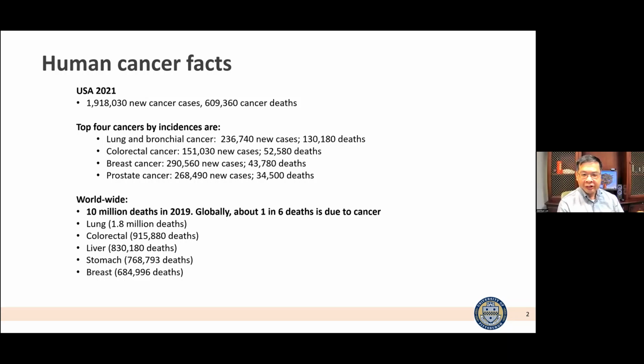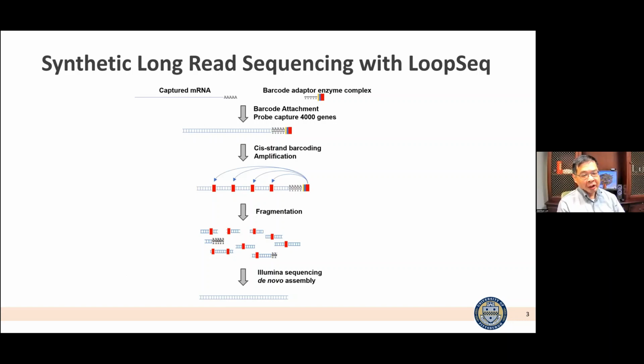The order of the cancer-related deaths is a little bit reversed. Lung is still the same, and colorectal the same, and then liver moves up to the top three, followed by stomach and breast cancers. The story actually started a couple of years ago, when we tried to find out how to identify the mutation expression and isoform expression in the malignant tissues.